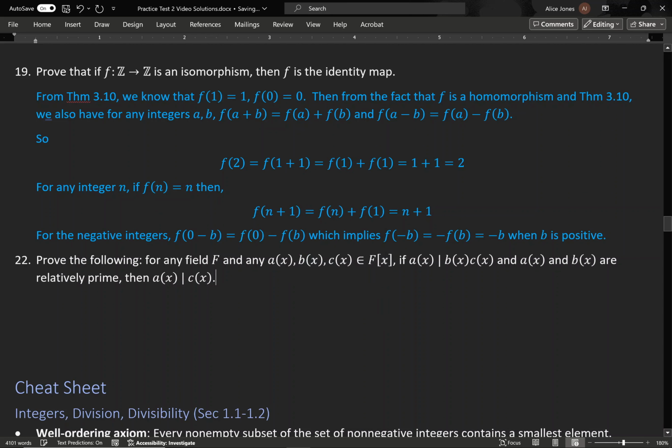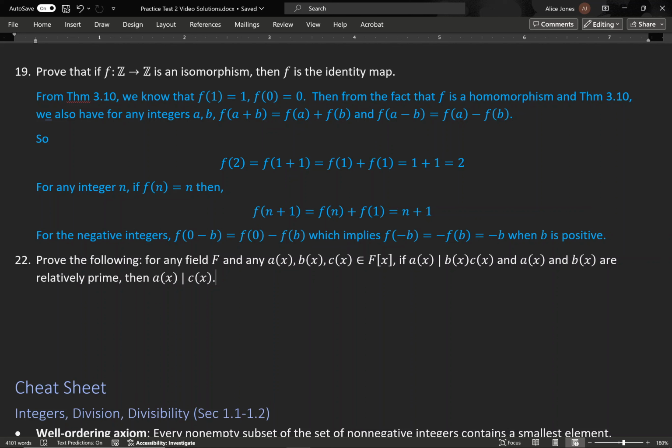It's a little bit harder than 21, I think. All right, so prove the following: for any field F and for any a(x), b(x), and c(x) in F[x], if a(x) divides b(x) times c(x), and a(x) and b(x) are relatively prime, then a(x) divides c(x).